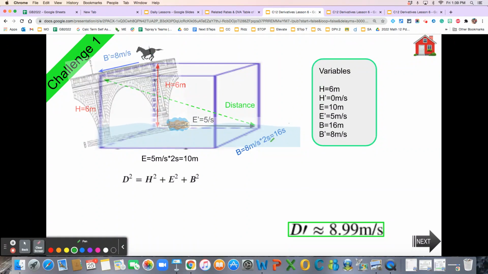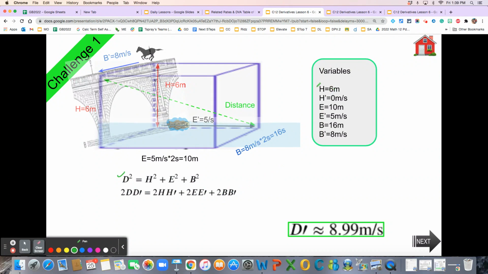Rather than h. So I think that's a poor choice for letters myself, but that's what I did. Okay, so then we have this equation right here. Now we're going to take the derivative of each of these with respect to time. So the derivative of d squared is 2d d prime, and h squared is 2h h prime, and so on. Each of these have the possibility that they might be changing with relation to time.